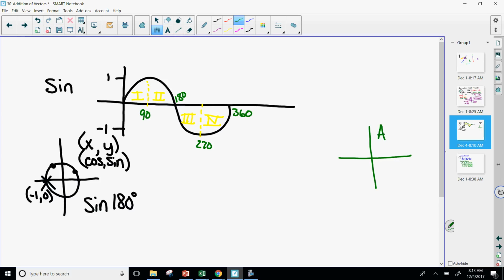You have All Students Take Calculus. If you look at where sine is positive, it's positive in the first and the second quadrant. All your values are above 0 here. And in the third and the fourth quadrant, they are below 0, which tells us sine is positive in the first and the second quadrant. So it's just another way of looking at it.